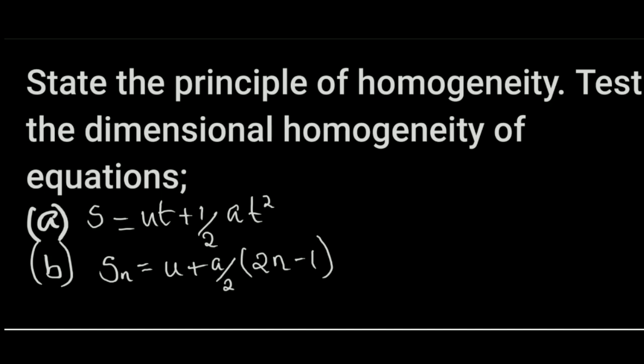With us we'll be looking at physics, a problem under dimensional analysis. So this problem presented before us is divided into two parts. The first one is about stating the principle of homogeneity. The second one is to test the dimensional homogeneity of the two equations presented here, which are A, S is equal to ut plus half at squared, then B, S subscript n equal to u plus a over 2 in brackets 2n minus 1.